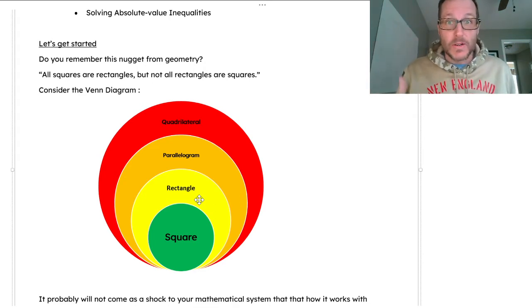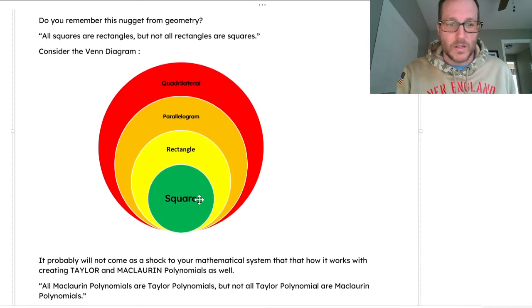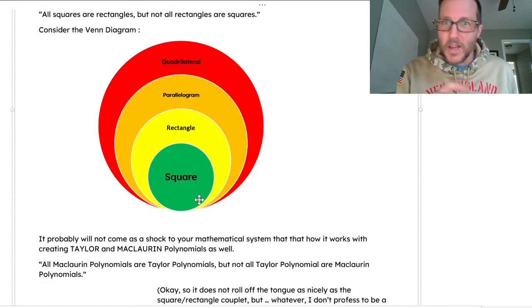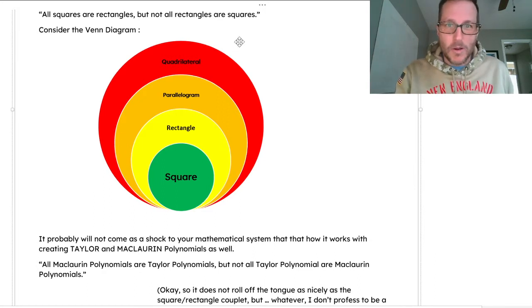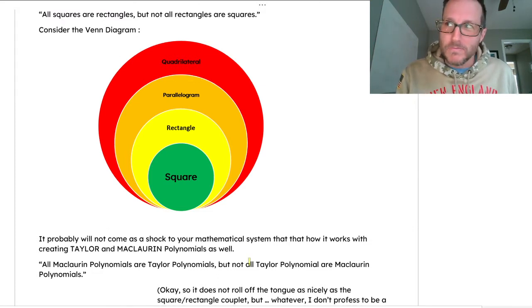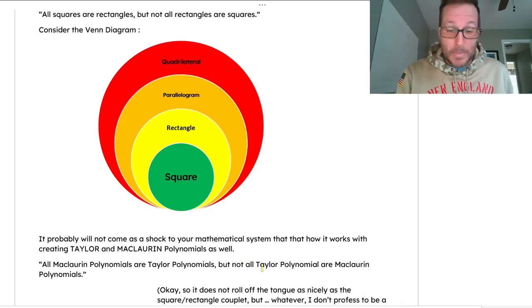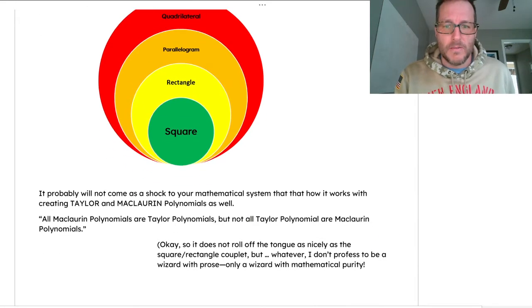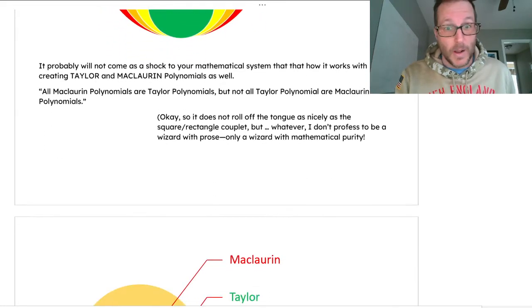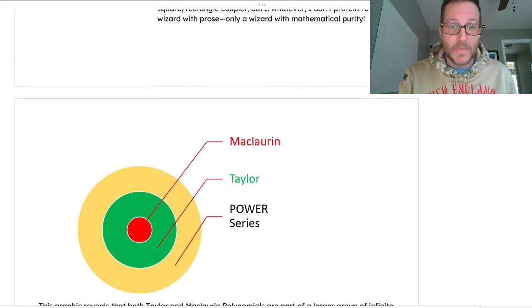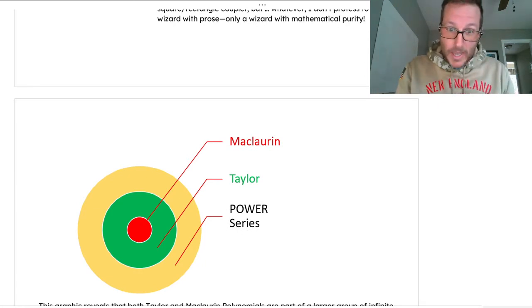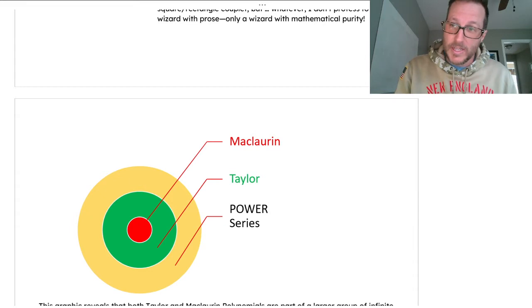Well, that's kind of how it works for Taylor and Maclaurin polynomials as well. So here's a nugget from calculus. All Maclaurin polynomials are Taylor polynomials, but not all Taylor polynomials are Maclaurin polynomials. Okay, that doesn't have the same ring as the square rectangle thing, but it still is true. So we have another Venn diagram that we can look at here for Taylor polynomials, etc. So now, Maclaurin polynomials are the type of Taylor polynomials that are centered at 0.